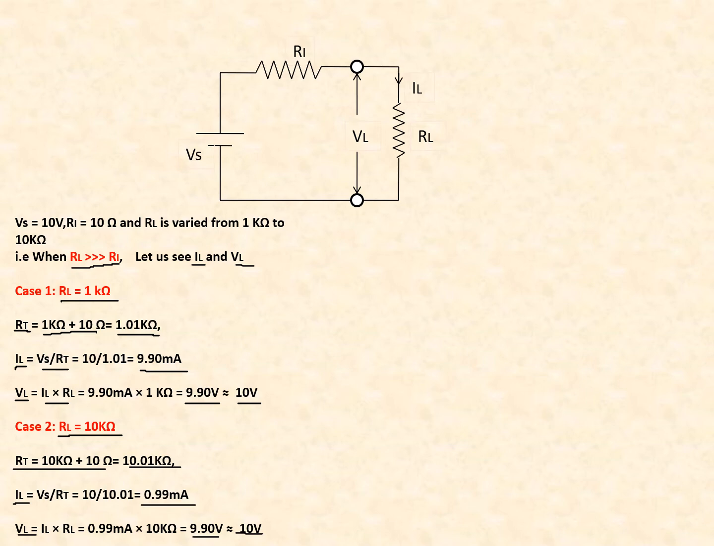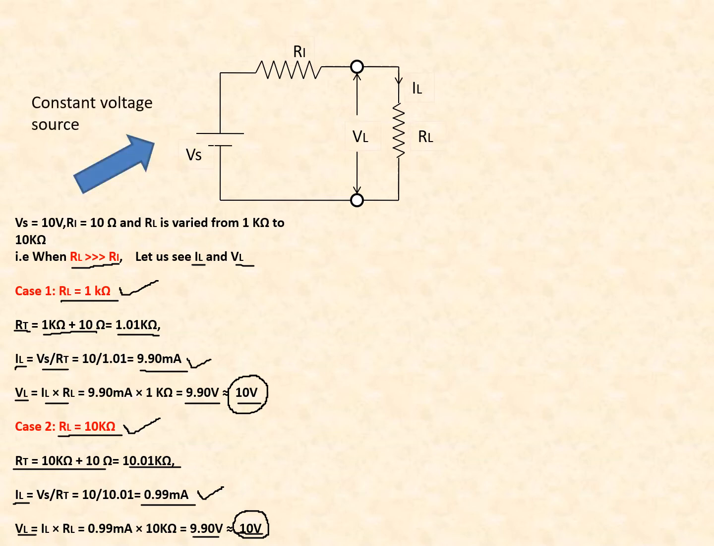From this calculation, what we have found is when RL is 1 kilo ohm, VL is 10 volt, and when RL is 10 kilo ohms, still my VL is 10 volt. So load voltage remains constant. But is load current remaining constant? Check it. Initially for case 1, IL is 9.90 milliampere, but for case 2 it is 0.99 milliampere. So load current is not constant, load voltage is constant. Then we can definitely say that this circuit is working as constant voltage source.